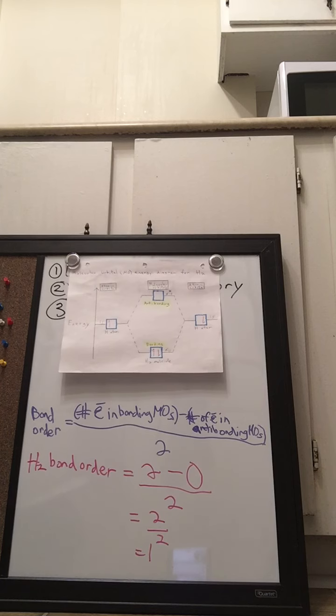So the H2 bond order is 1. H2's bond order of 1 means that a single bond will form between the 2 hydrogen atoms.